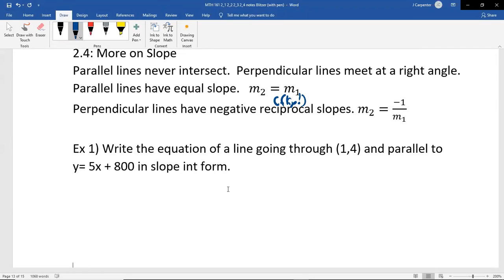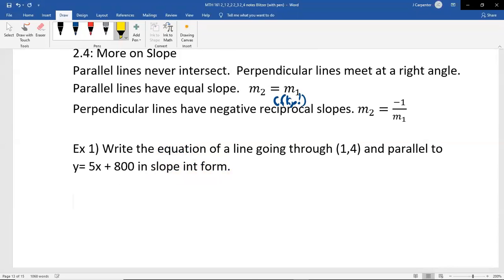And parallel to the equation, I didn't even give you the slope. I gave you an equation, y equals 5x plus 800. And I ask you to write our new equation, our second line, in slope-intercept form. So you've got to make sure you're solving for y.